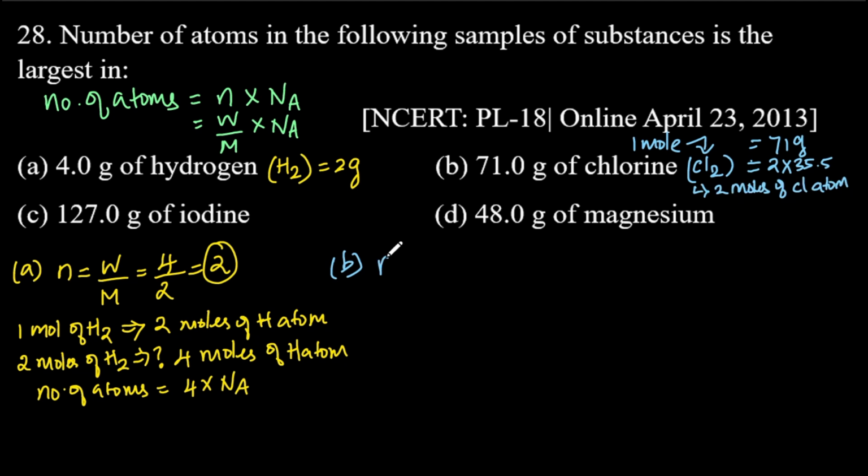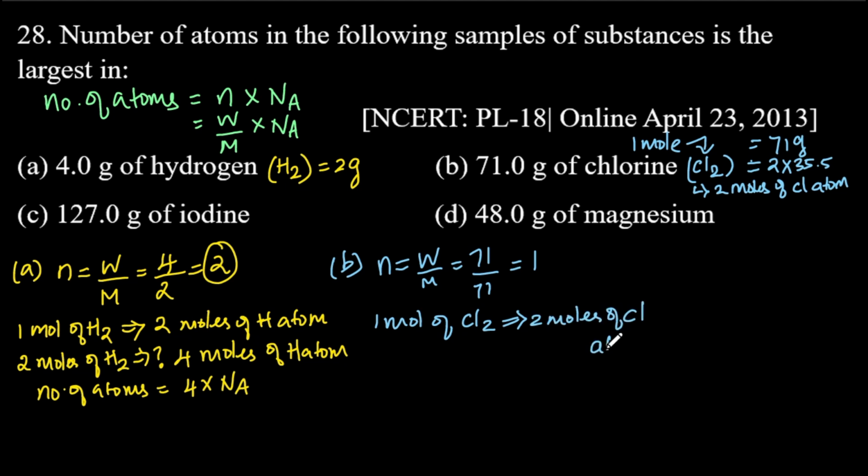So let us find the number of moles. Number of moles is equal to given mass by molar mass. So the given mass is 71 divided by molar mass, which we have also found as 71. So the number of moles is 1. So it is clear that 1 mole of Cl2 contains 2 moles of Cl atom. So the number of atoms is equal to number of moles into Avogadro number. So it is 2 into Avogadro number.